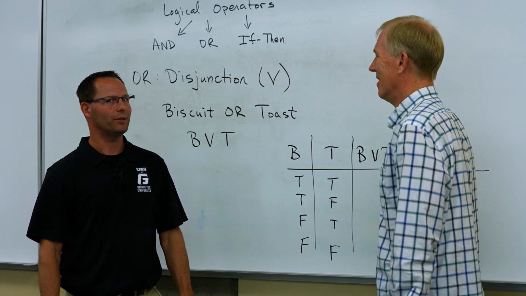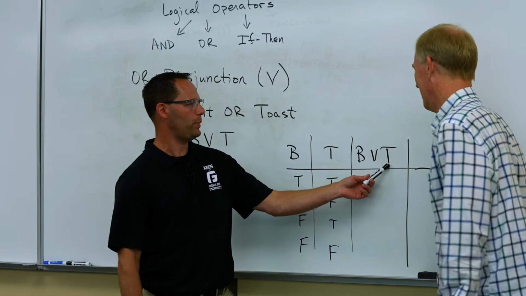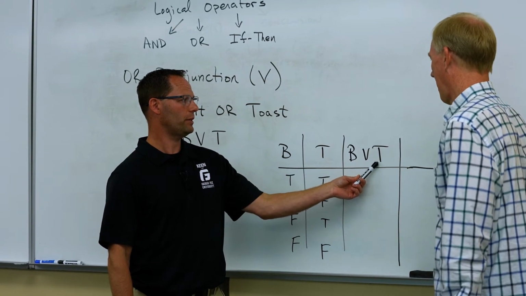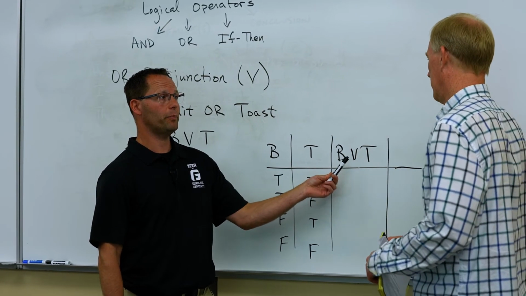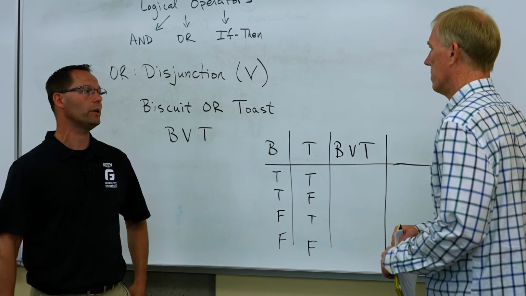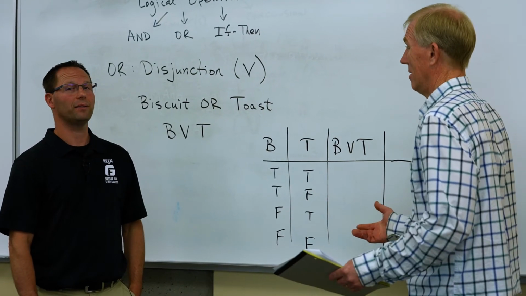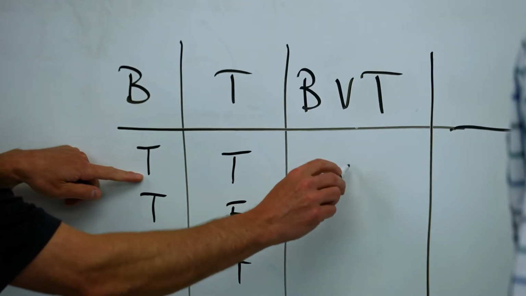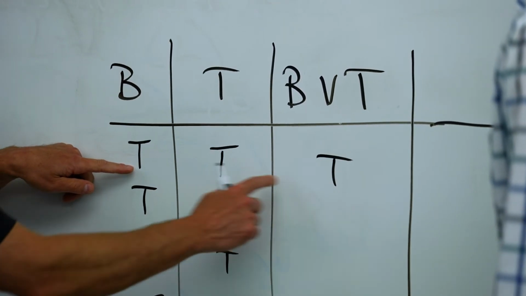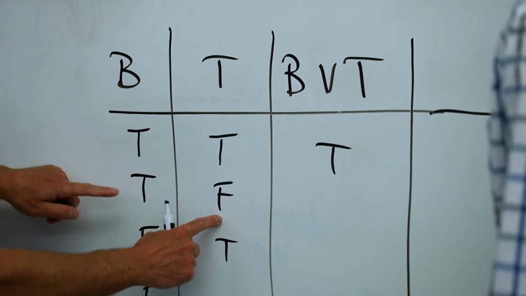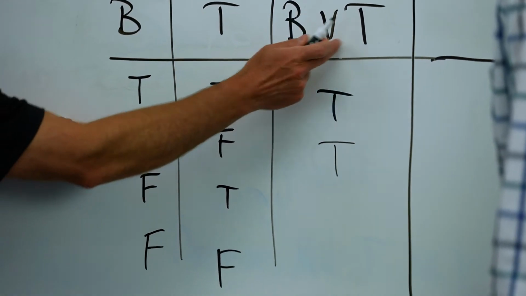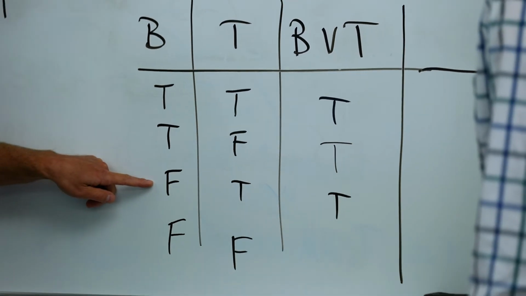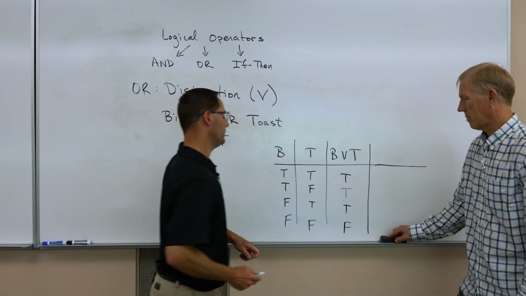Yes. You did. So biscuits or toast is happy if you get one but not the other, if you get the other but not the one, or if you get both. The only instance where you're not happy is I got nothing. Yeah, so biscuits or toast would be happy. And when I say happy, I really mean true. It would be true when both came. It would be true when biscuits came but not toast. It's still true. It'd be true when biscuits didn't come but toast did. But no toast, no biscuits, no deal.